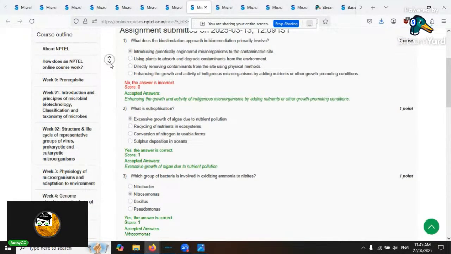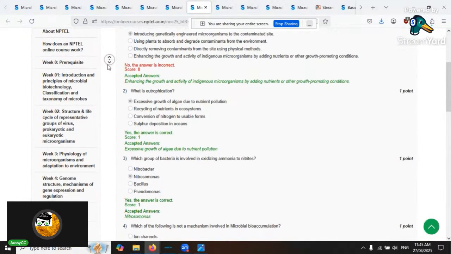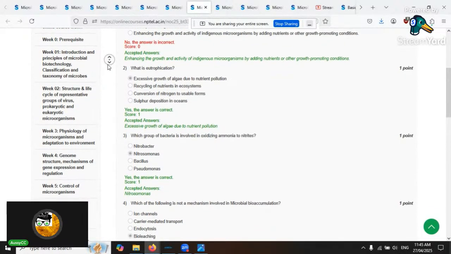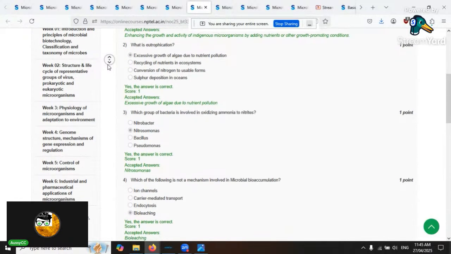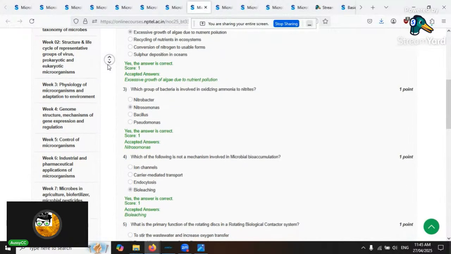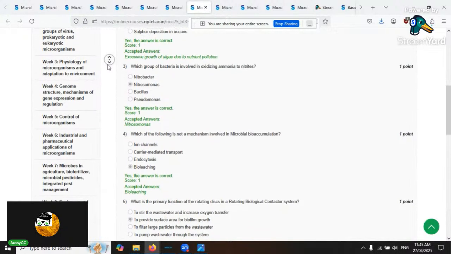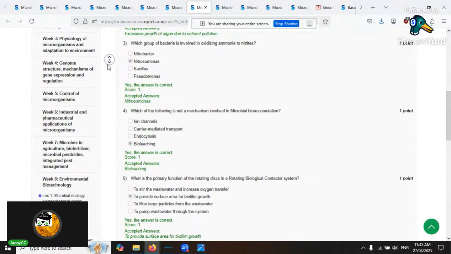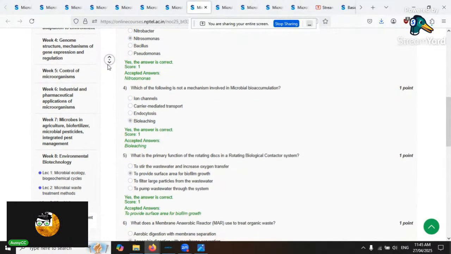What are the bioprocesses? What's eutrophication? Excessive growth of algae. Which group of bacteria is involved in oxidizing ammonia to nitrate? Nitrosomonas. Which of the following is not a mechanism involved in microbial bioaccumulation? Bioleaching. What's the primary function of rotating discs in a rotating biological contactor system? To provide the surface area.